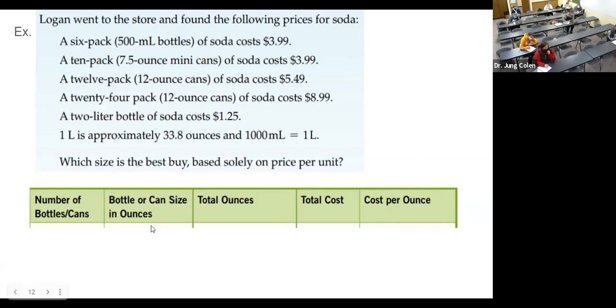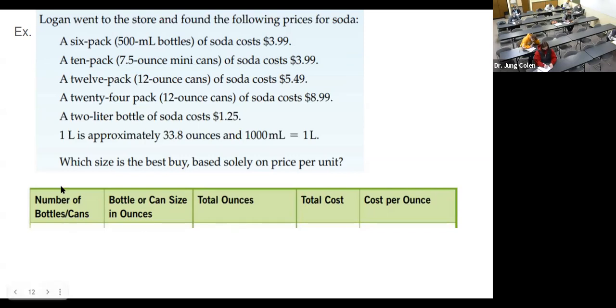16.9? Yeah. So 16.9 goes in this column for the first one. And how many is the total ounces? It says 6-pack. So 6 times, what did you say? What was the number here again? 16.9. So 6 times 16.9 goes here, total ounces.